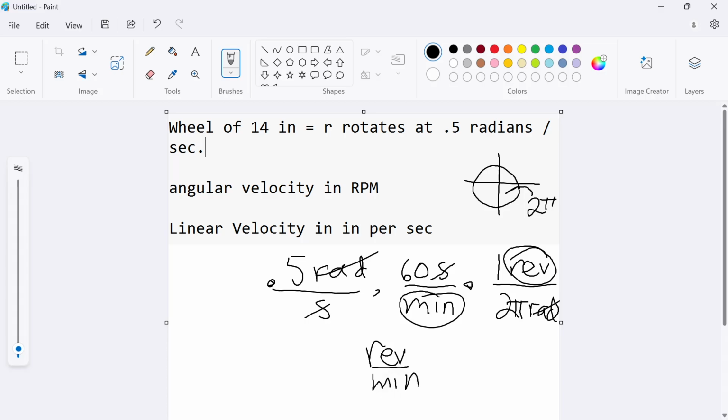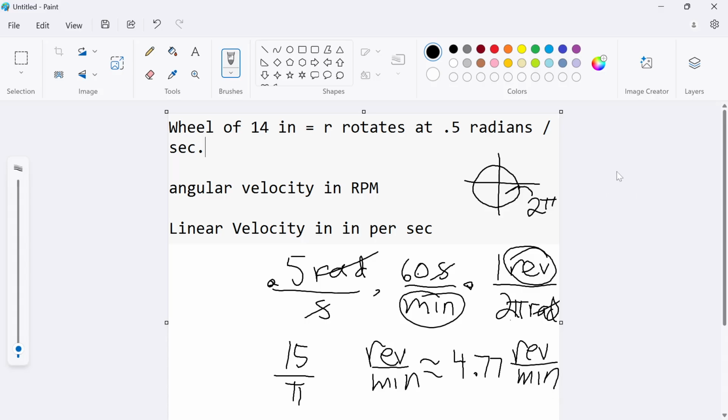Now, just multiply. 0.5 times 60 is 30. 30 divided by 2 is 15. This is 15 over pi revolutions per minute. If you do that division, you get approximately 4.77 revolutions per minute.